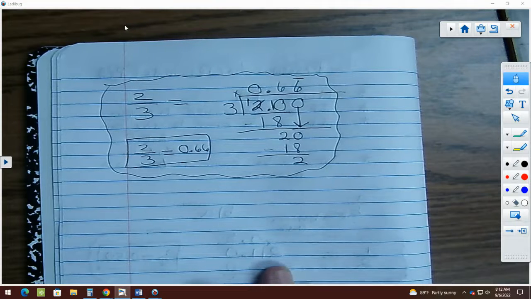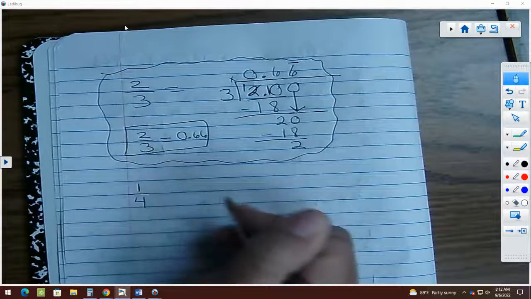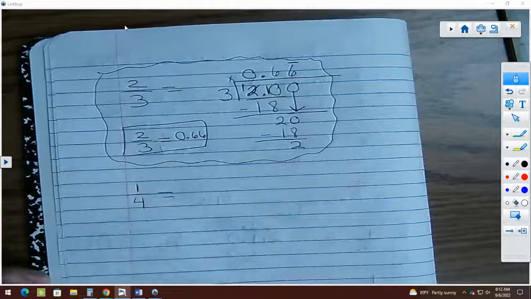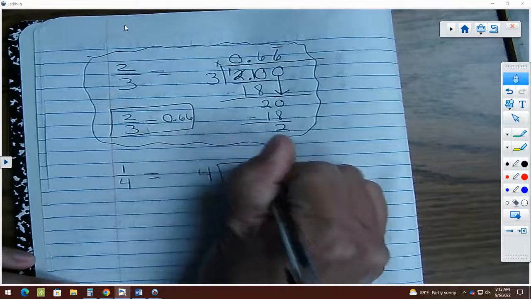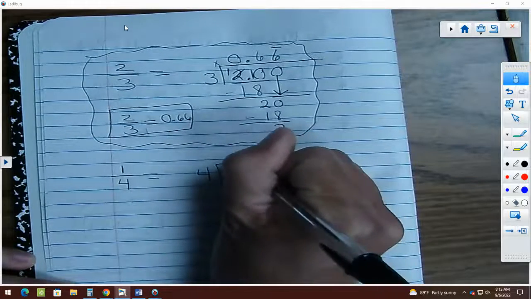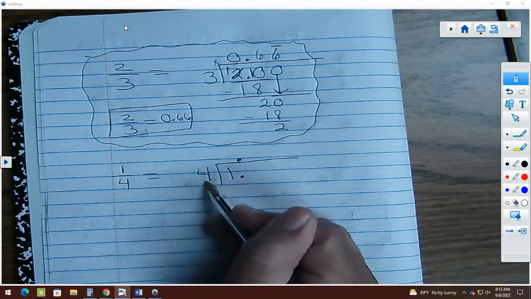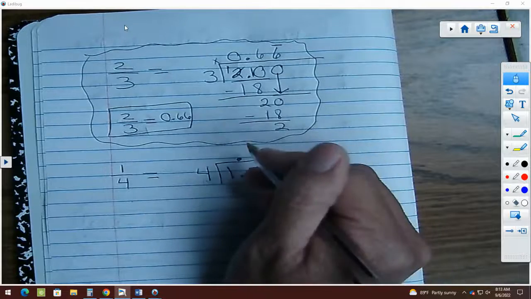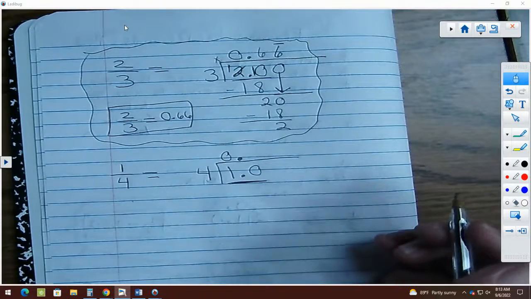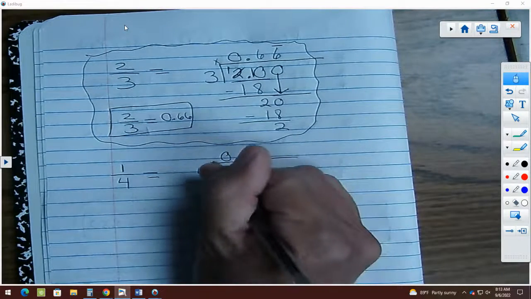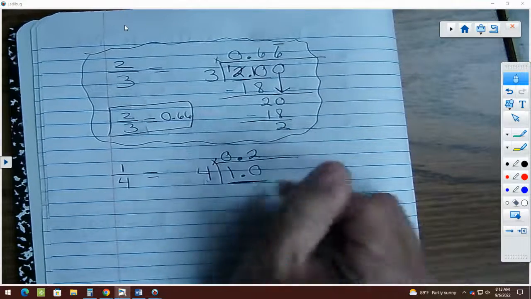No? Good. 1/4 is next. Who goes outside? 4. Inside? 1. Decimal. And here we go. Bottom out is a strategy. The 4 stays on the outside. 1, is that enough for 4? No. What do I do? 0. 10, is that enough for 4? Yes. 4 times what? 8. 4 times 2 is 8.